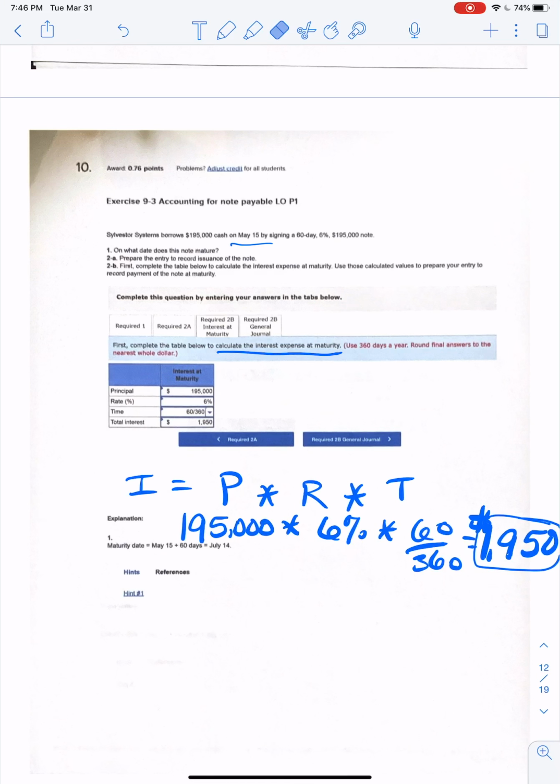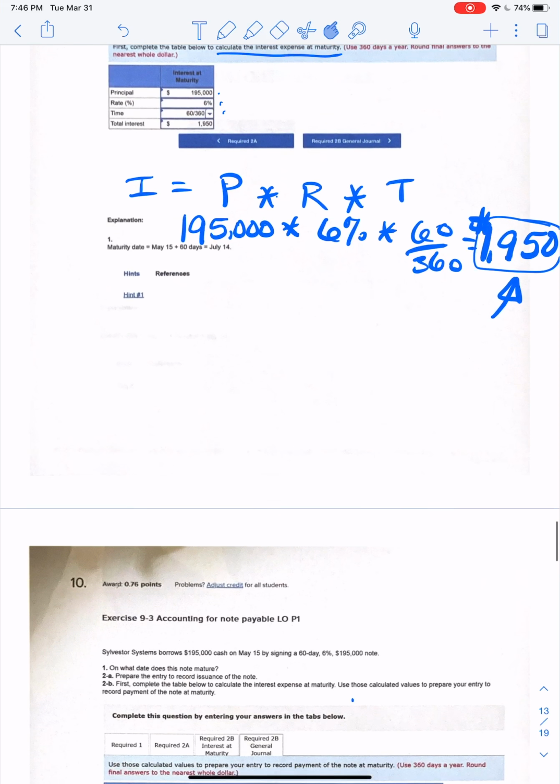And so that's exactly what you see here. This is $195,000 times our 6% times 60 over 360. And that's going to break out to $1,950 in total interest expense over the life of the note. So same formula we've seen over and over. When we calculate interest, it's just principal times rate times your time. And that's exactly what we see here.